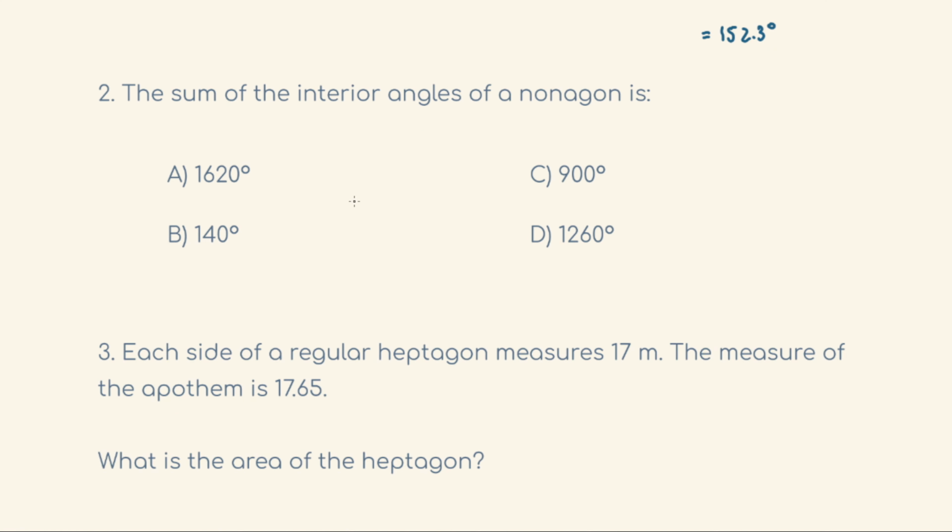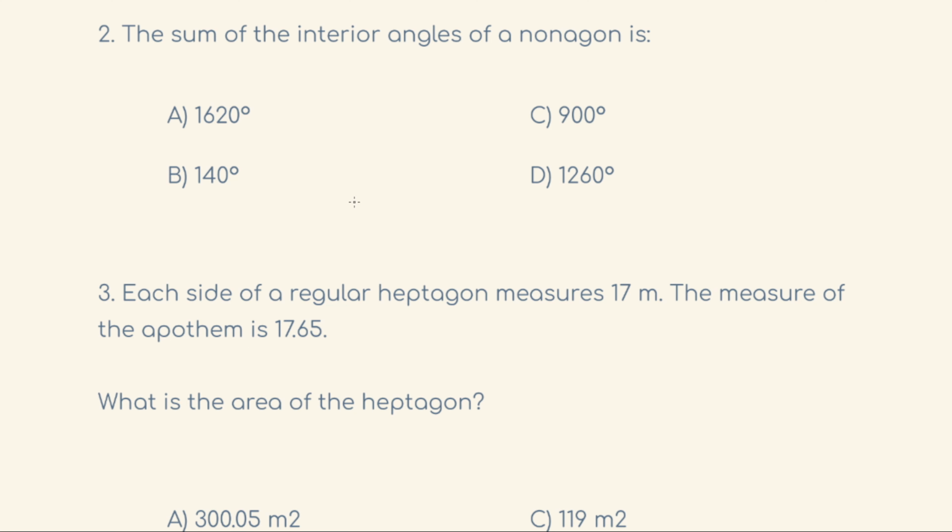Okay, so we want to know the sum of the interior angles of a nonagon. Remember, a nonagon is a polygon with 9 sides. So in this case, our n is equal to 9, right? And we want to know the sum of the interior angles, not the measure of just one of them. So the formula for this one is n minus 2 times 180, and now we're not going to divide by n. It's just that numerator from the last question.